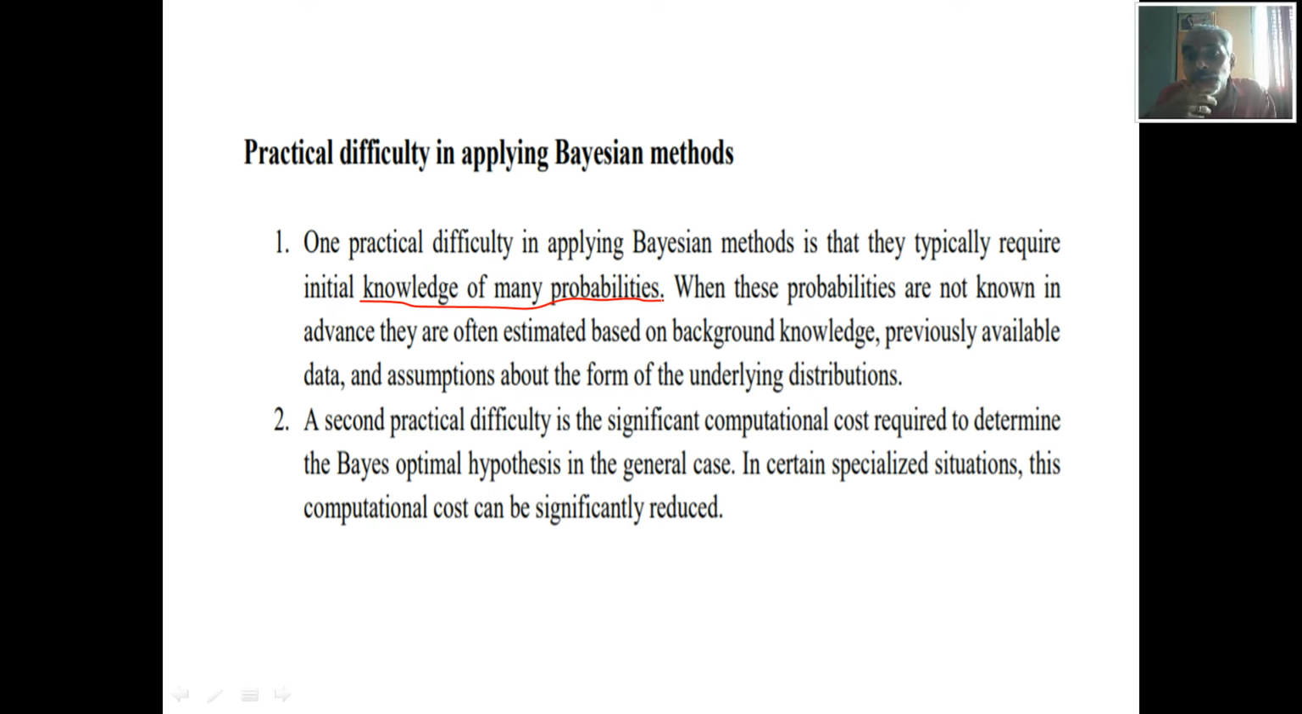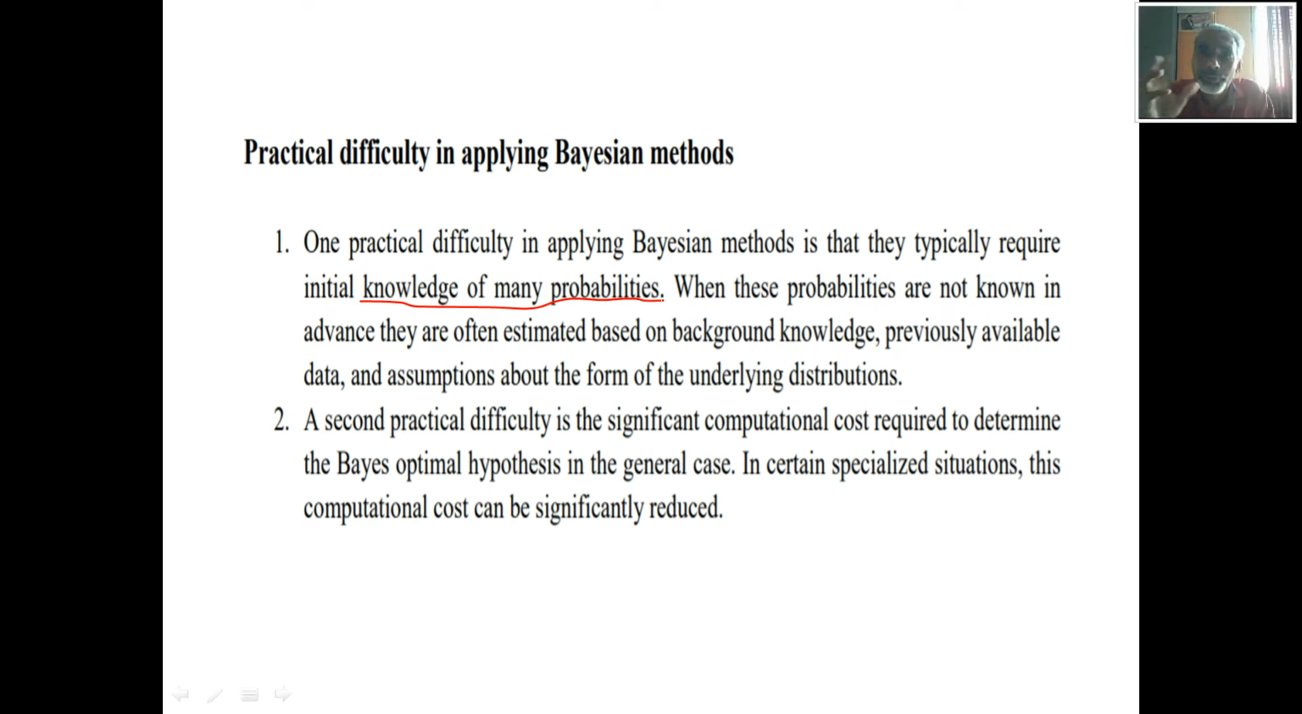When this knowledge is not known in advance, it is often estimated based on background knowledge. Every time we can't say that we will have the knowledge. In certain experiments, we may not have the prior knowledge. At that time, it can be estimated based on background knowledge, previously available data, or assumptions. We can even assume something for our underlying distribution. That is one practical difficulty.